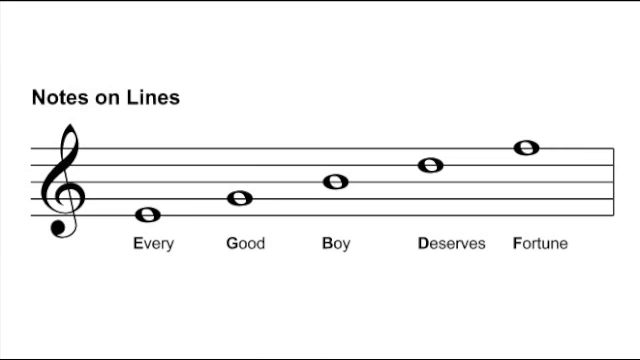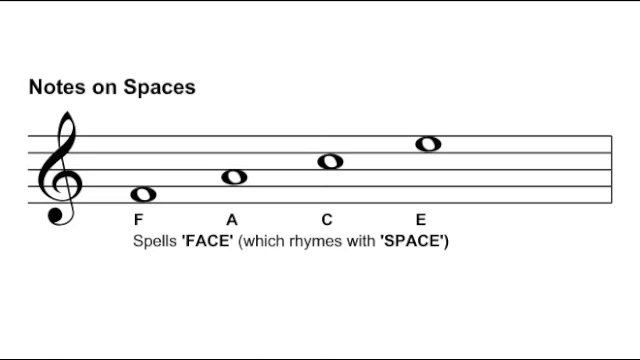And then the notes on the spaces in between the lines are worked out as F-A-C-E, spelling the word face, which very conveniently happens to rhyme with space. So on the spaces we have the word face, F-A-C-E, again working from the bottom up. And on the lines we have "Every good boy deserves fortune." And you will find that's quite a useful way to quickly work out your notes when you first start reading music.